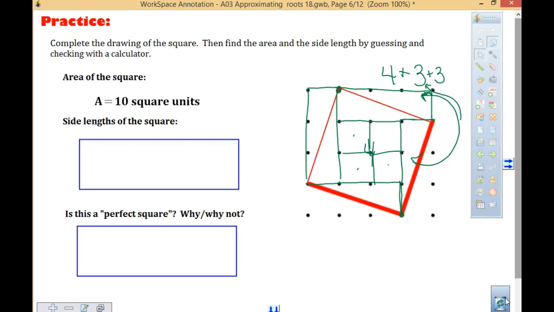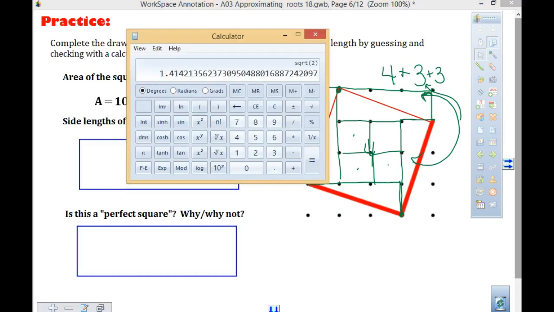So now we got to find the side length. Is 10 one of our lists that you memorized? 1, 4, 9, 16. Between 9 and 16, it's not perfect, right? It's 10. So we're going to use our calculator. So please put in your calculator. Right now, everyone should have theirs. 10 square root. Is it a perfect square? No. No, not at all.